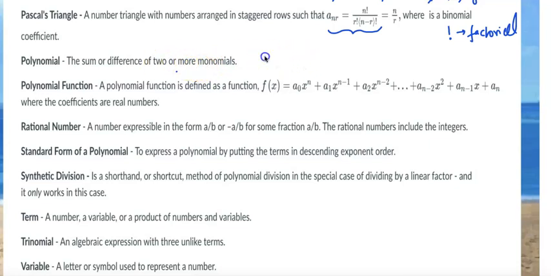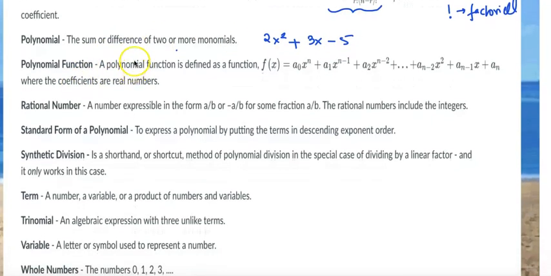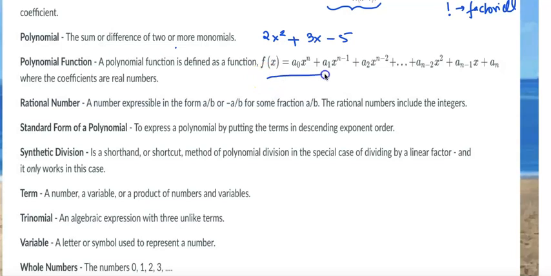So let's take an example. I wrote over here 2x squared. This is one monomial. 3x, this is one monomial, and if I put a plus sign over here and one more over here, this means I got three monomials. Sum or difference of two or more monomials, that's called what? Polynomials.